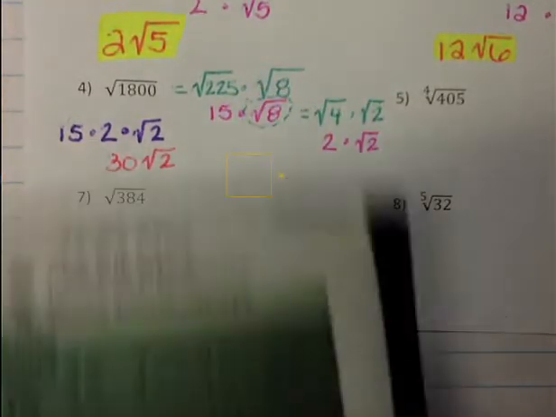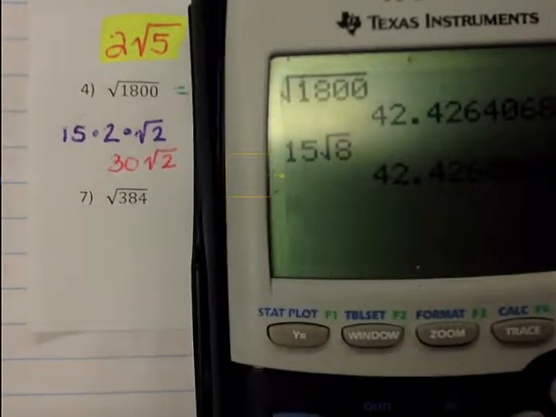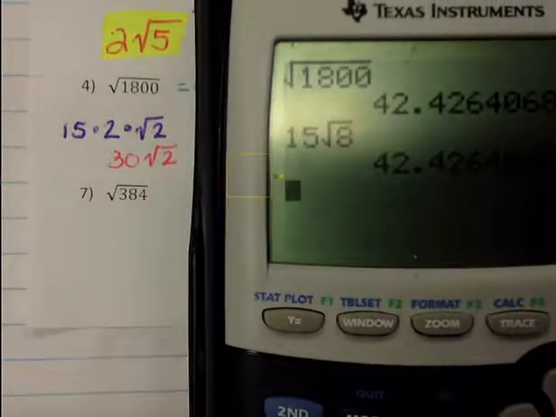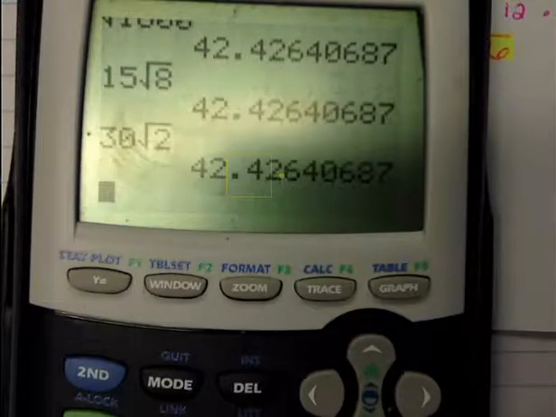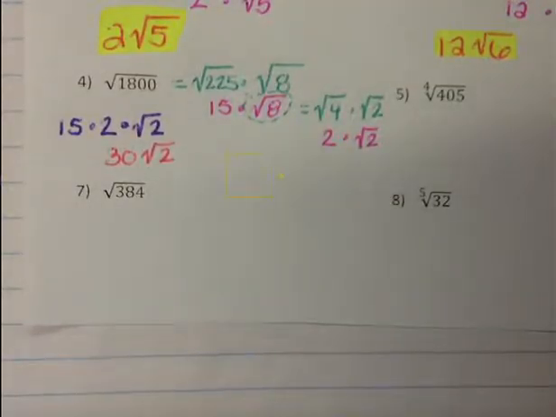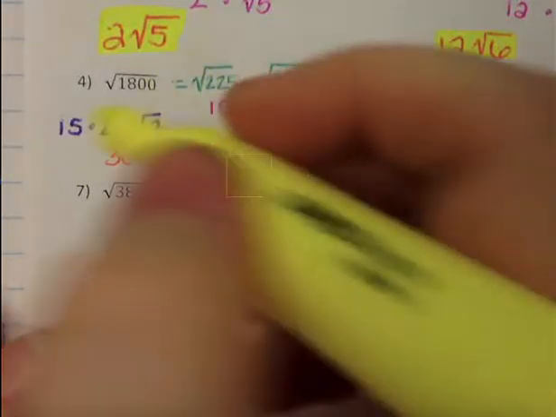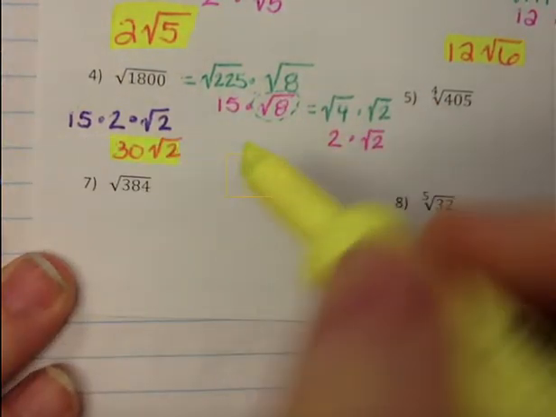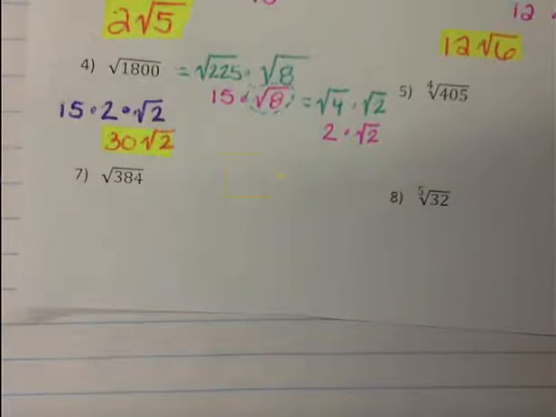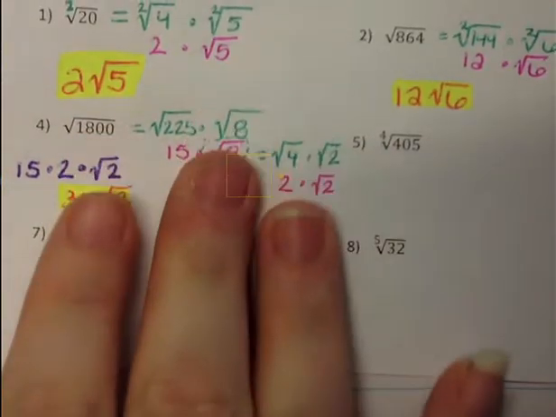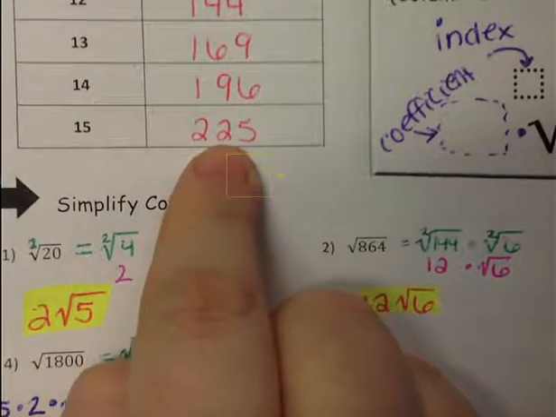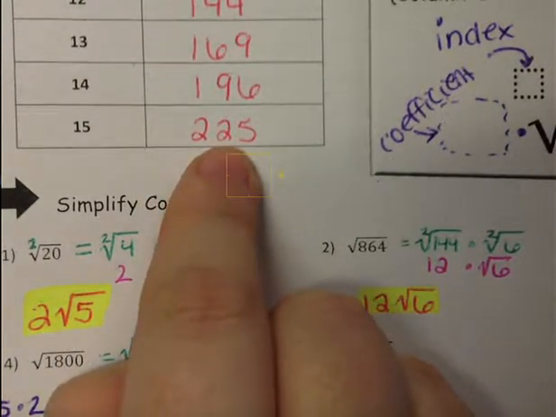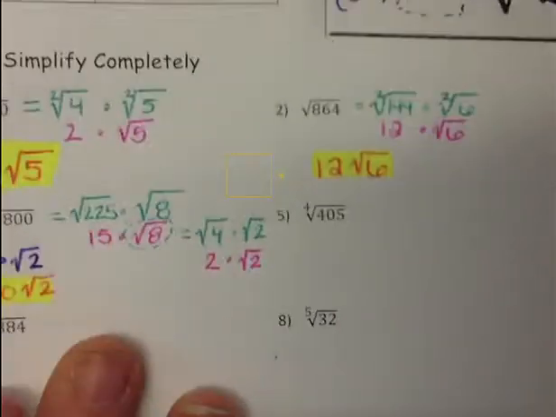Now I still have these values in here, and I have the same decimal. Now I want to check 30 square root of 2. 30 square root of 2 actually gives us the exact same decimal, so now it is simplified completely because that square root of 2 cannot be simplified further. So this is our final answer. So again, because 225 was nowhere near the same size as 1800, I knew that I have to check more values for my radicals that I end up getting.